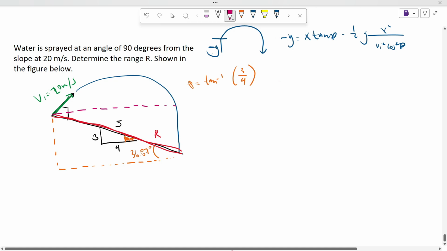Since 36.87 is equal to this angle from the alternate interior angle from trigonometry, and the total angle of this one will be 90. So 90 minus 36.87 equals 53.13. So this angle is 53.13 degrees. Note that this pink one, guys, is the value of x, the distance, and this will be the height, which is y.